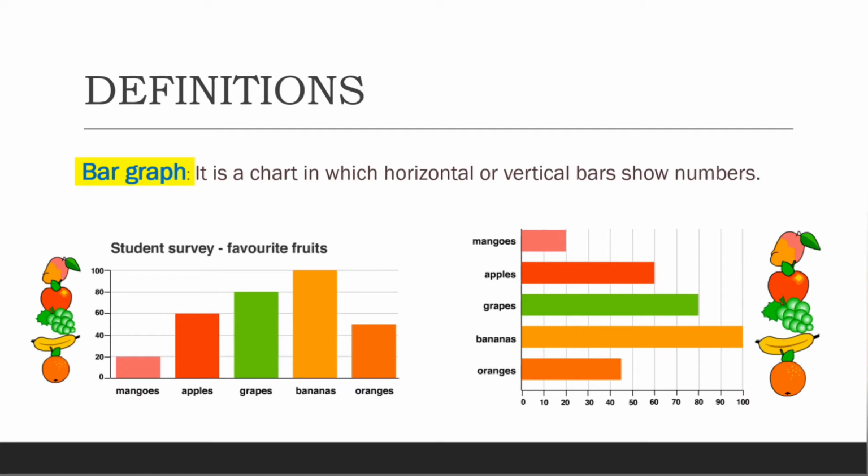Next is bar graph. Bar graph is a chart in which horizontal or vertical bars show numbers. As you can see, in your first picture these are vertical bars and on your right it's horizontal bars. So these are 2 different bar graphs. With the help of this bar graph, we can understand that the total number of students who like grapes is equivalent to 80. So both of these are bar graphs, 2 different ways in which a bar graph can be represented.